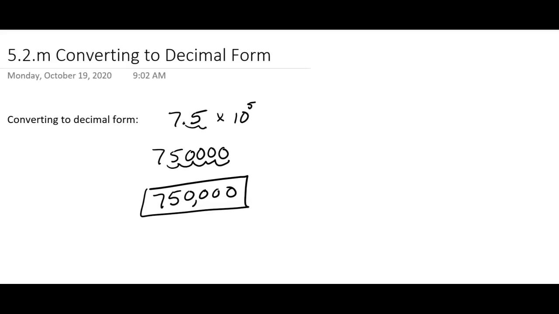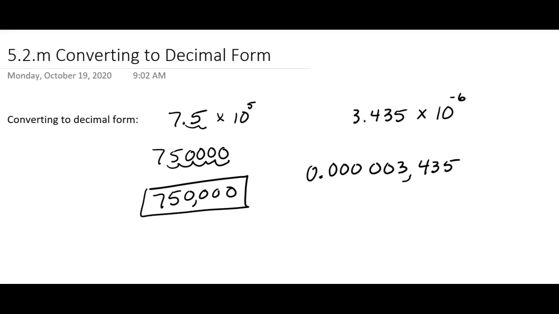Now, you could also have a small number, like 3.435 times 10 to the negative 6. Well, then you're going to move the decimal back to the left. So it's going to be 0. That's how you would write that number in decimal form. So I have to move it from here 6 places, 1, 2, 3, 4, 5, 6. So that's how the decimal wound up there.